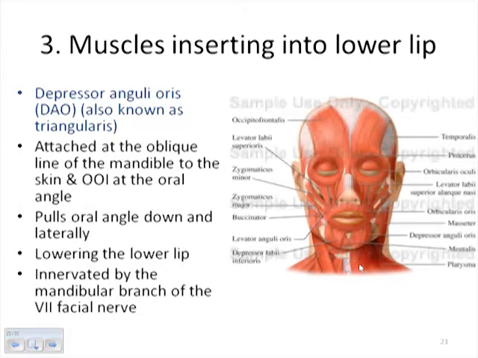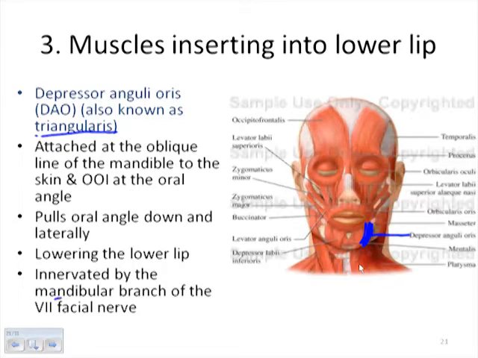All right, the depressor anguli oris, also known as the triangularis. It's attached to the oblique line of the mandible, to the skin, and to the orbicularis oris inferior. So it pulls the angle. When it is down, what do you think? The oral angle is going to come down and laterally. So it lowers the lower lip, or depresses the lower lip.